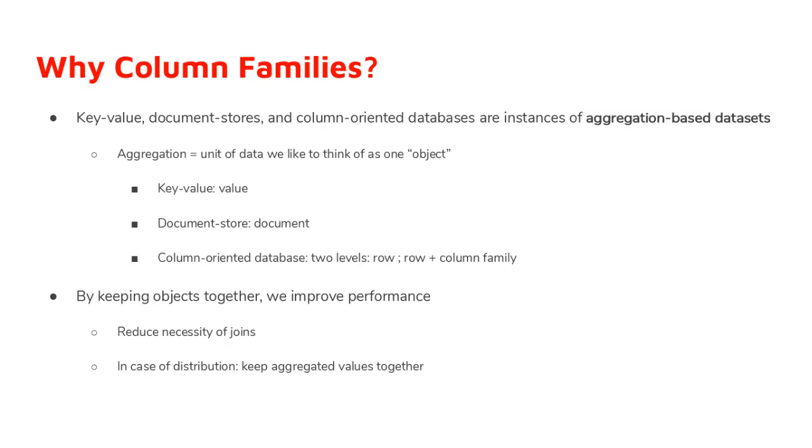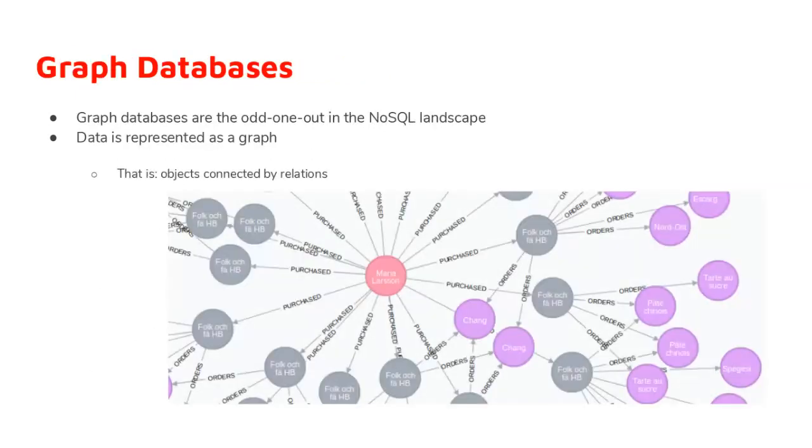And by keeping those objects together, we improve the performance because we don't have to join different tables. So in a relational data model, you always have to join. And also, if you distribute the data, so if you store it in different servers, then you can keep data within objects, those values together. So which is also more efficient if you scale out or scale horizontally.